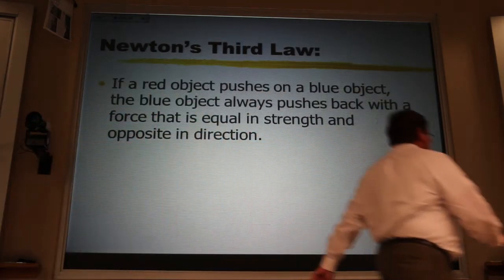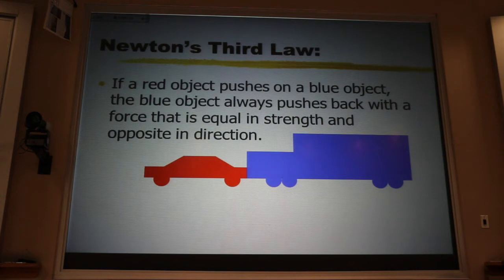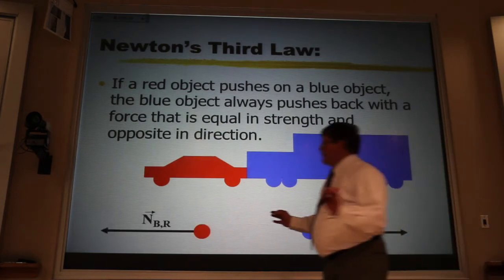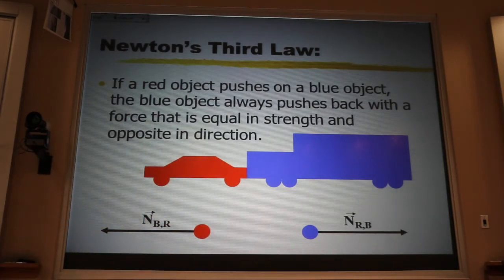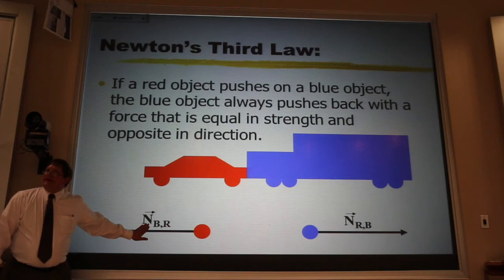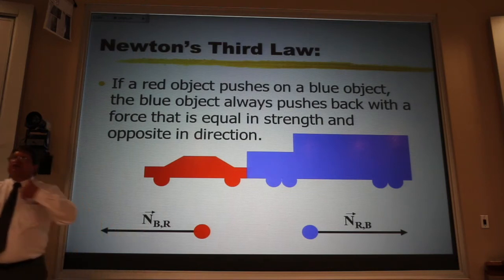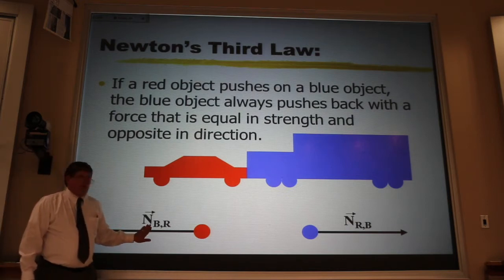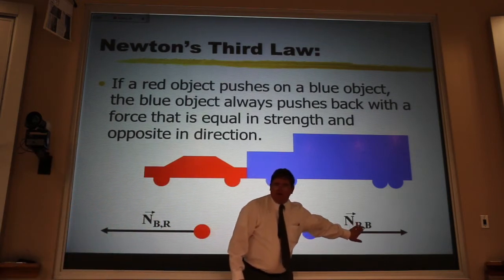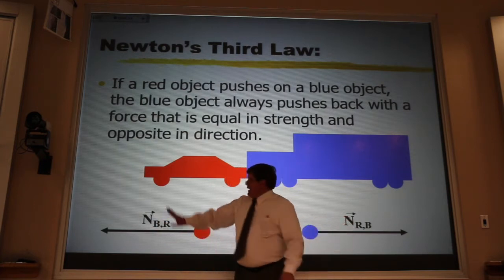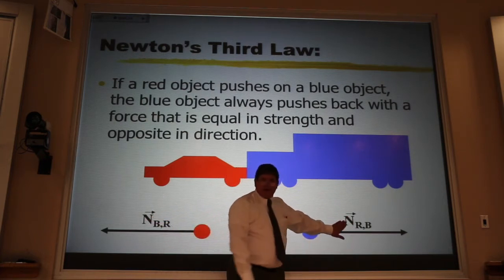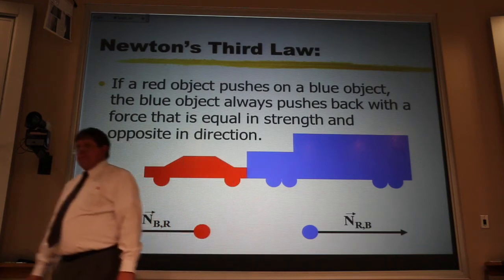If I have a red object colliding with a blue object, the third law companion forces will be recognized this way. First of all, they will be the same flavor because they're part of the same interaction. If one is a normal force, the other one has to be a normal force. If one is a tension force, the other one has to be a tension force. If one is a gravitational force, this one has to be a gravitational force.